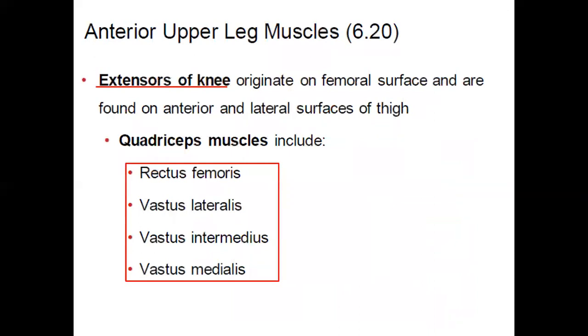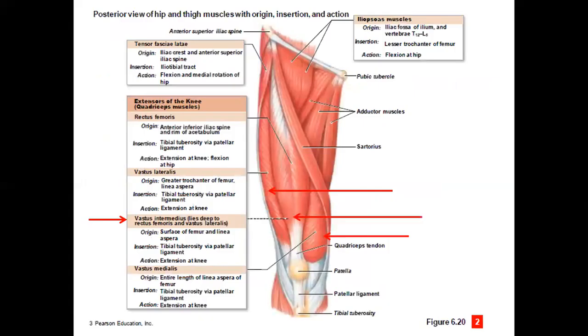Anteriorly, there are extensors of the knee, the quadriceps muscles, and there are four. I think quad is four, right? Let's talk about them. The quadriceps muscles are the rectus femoris. Remember, a rectus muscle runs along the parallel axis of the body. Like the rectus abdominis was in the abdominal region, the rectus femoris is in the femoral region. So this is the rectus femoris here.